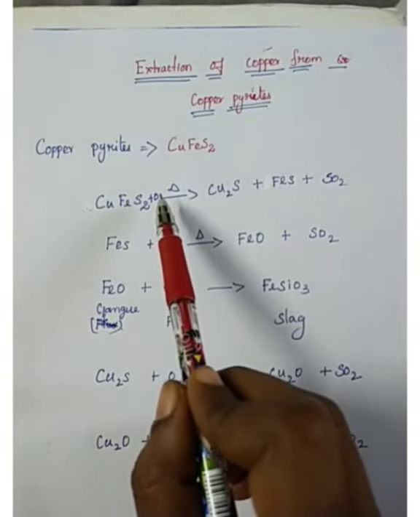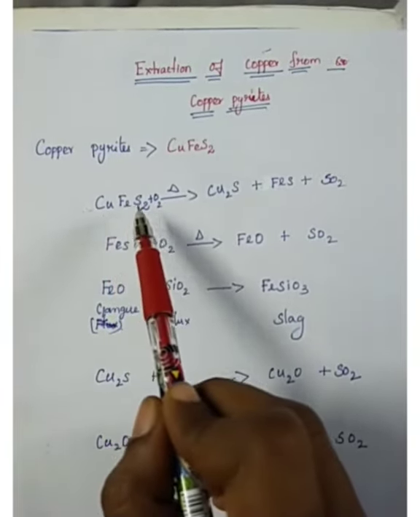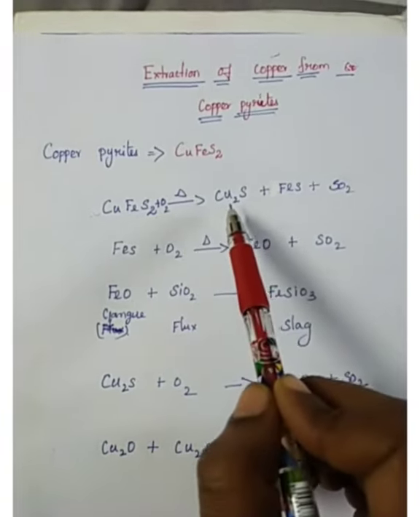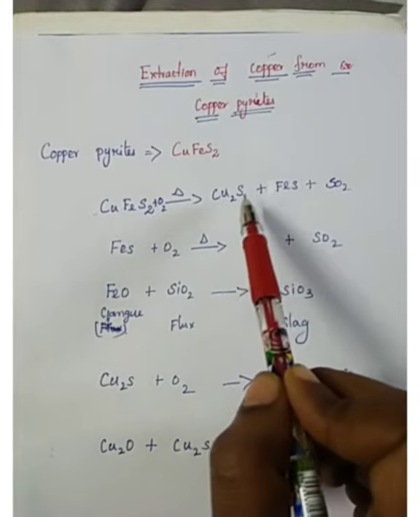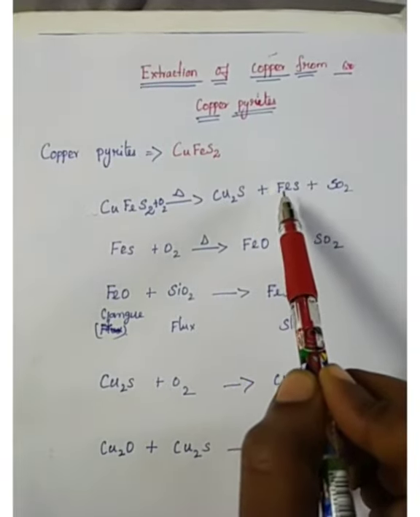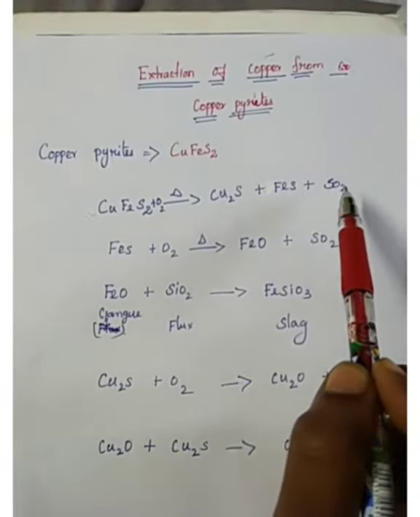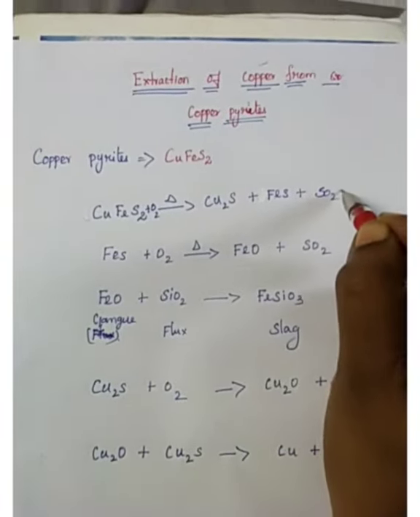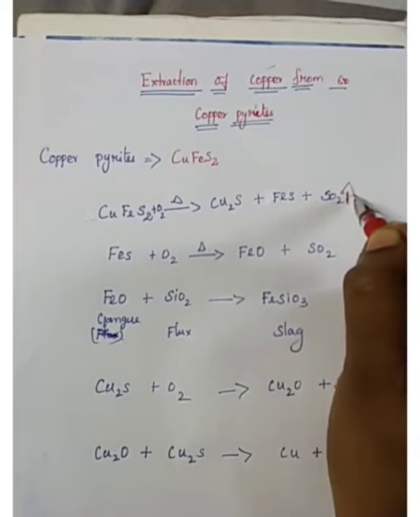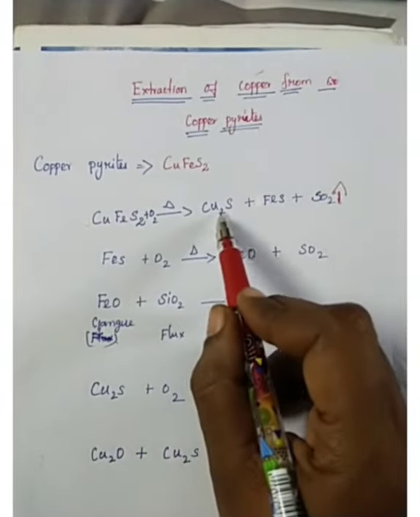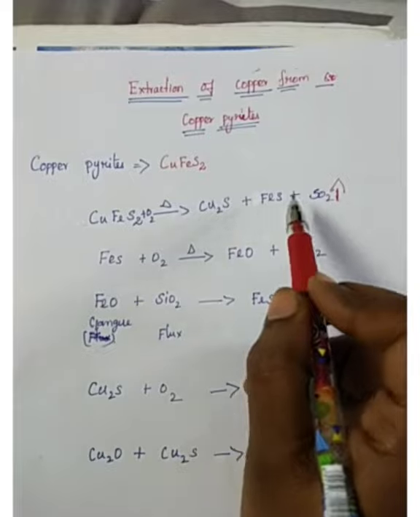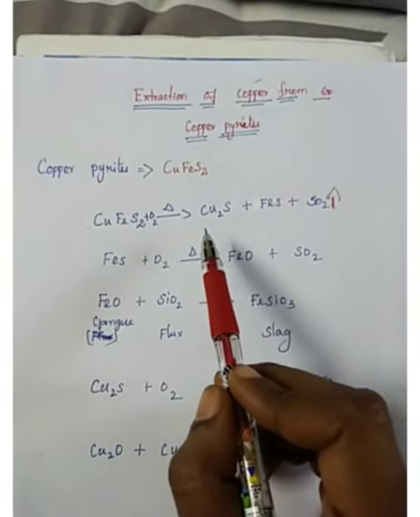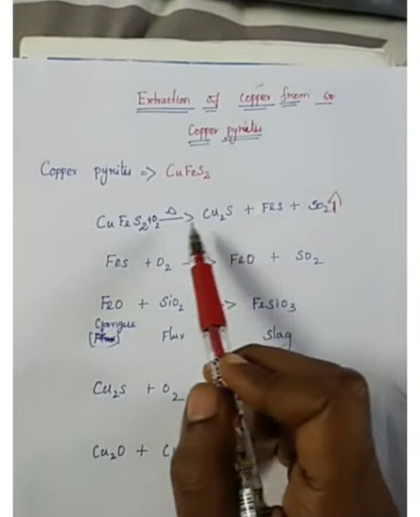Heating in air, that is O2. So CuFeS2 plus O2 under heating gives Cu2S, FeS and SO2 gas. This evaporates, so in the mixture we have only Cu2S and FeS. Let's see if this equation is balanced or not. No. So now we are going to balance this equation.